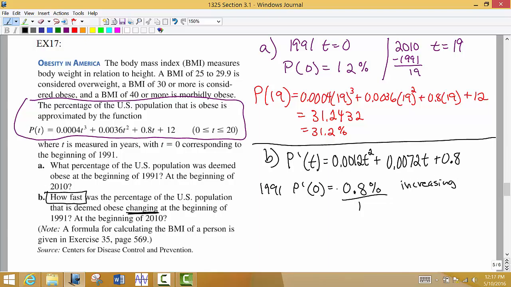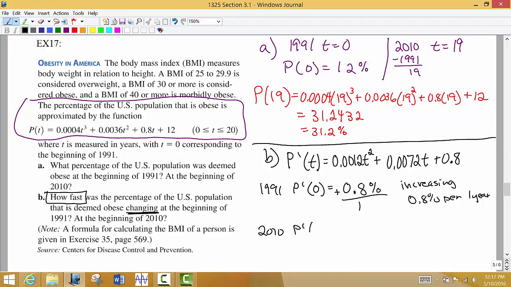Because it's a positive value, that's how I know it's increasing. It's going up by 0.08% per year, so it's not going up too fast. But what about at the beginning of 2010? How many people are being added to this percentage of obesity here?